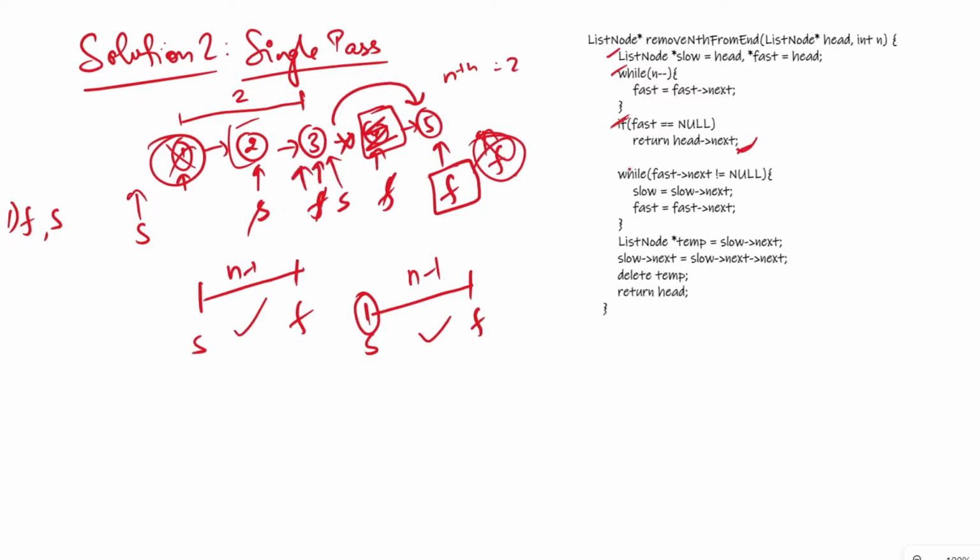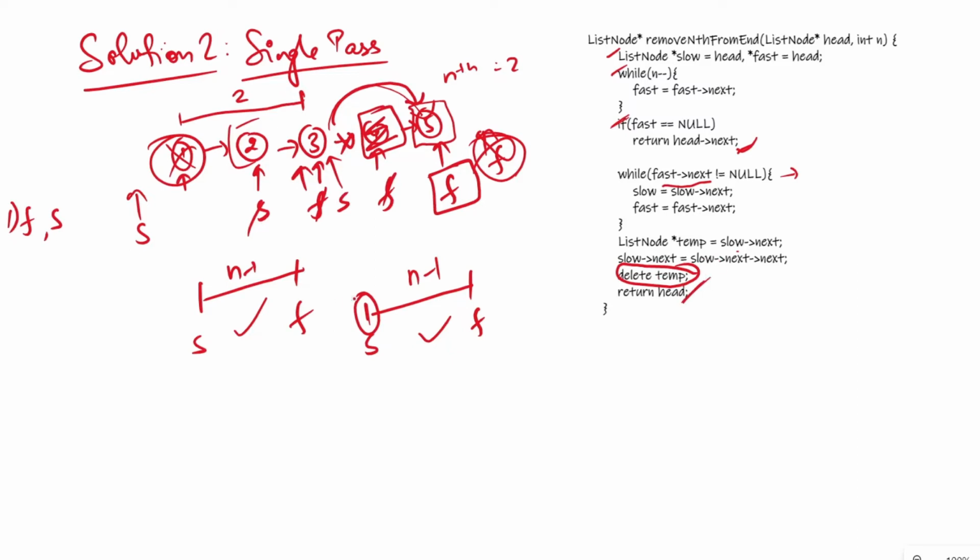In that case, we will move our slow and fast pointers by one step. Then when fast next is null, that means we are at the last node, in that case we have to stop our iteration, and then first of all store slow's next, and then slow's next should point to slow's next's next. That means slow is pointing to here. First of all, we store this, then we make this link. After making this link, we have to delete it. Okay, we must delete from the heap explicitly. Then we will return our head.